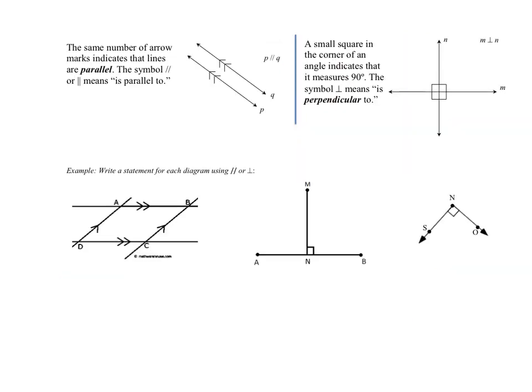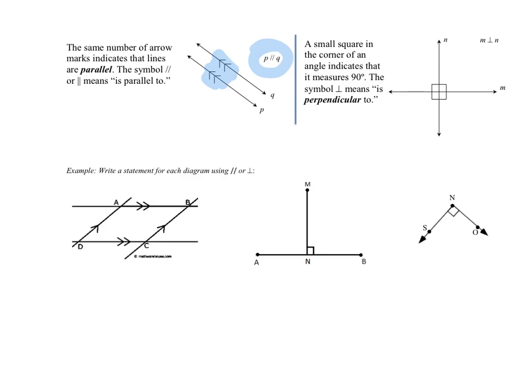Okay, so here's a few more symbols that are really useful in geometry. This first one says, the same number of arrow marks indicates that lines are parallel. The symbol, like those two sort of forward slashes, or they can be straight up and down, means is parallel to. So in this picture, we can see that line P is parallel to line Q. Here's the statement telling us that. And in the picture, these symbols are showing us that.